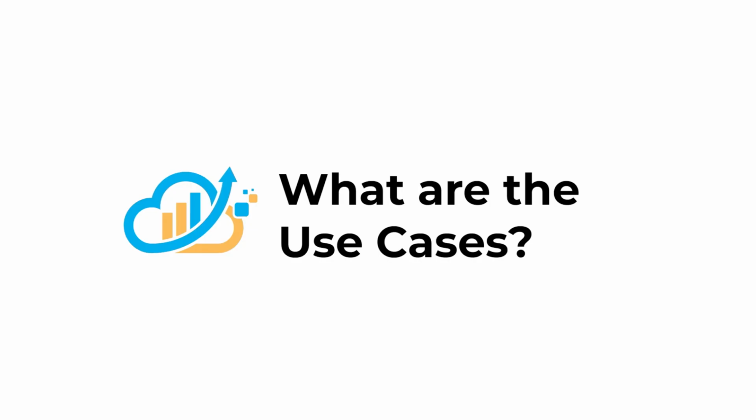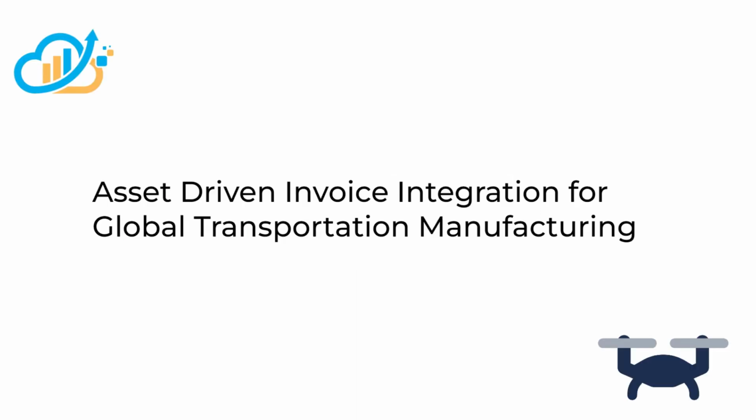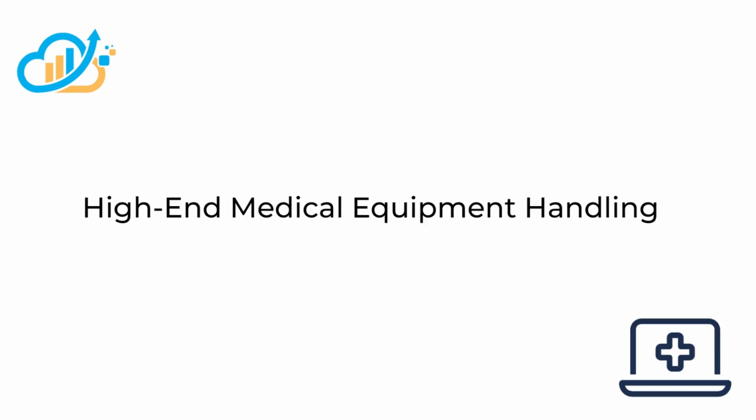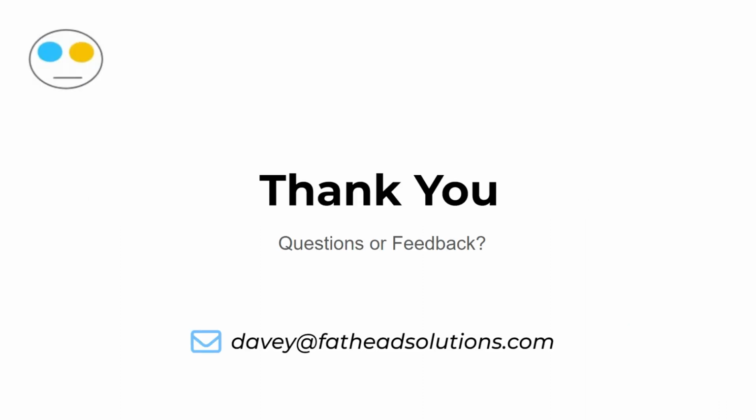So I just want to look at two quick use cases. The first one here is an asset-driven invoice for global transportation. So things like ships and vehicles, trains and trams, and drones, as we saw, they all have assets that need to be tracked individually, and this is really important. And the second one here is high-end medical equipment. A lot of hospitals and medical facilities often deal with expensive, uniquely identifiable medical equipment, which needs to be regularly maintained and updated.